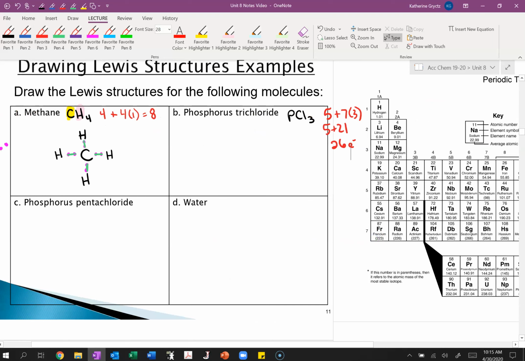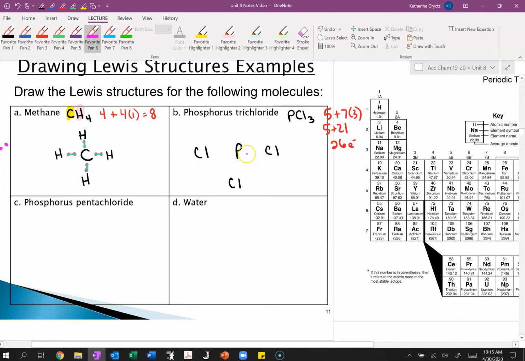Okay? So then the second step is I'm going to draw the skeleton. So no carbon in the structure, but I'm going to choose the element that occurs least frequently in that formula as my central atom. And then I'm going to surround it with chlorines. It doesn't matter which side you use. I picked those 3 and I separated them. So I have 26 electrons.